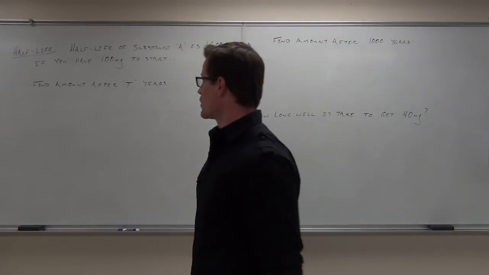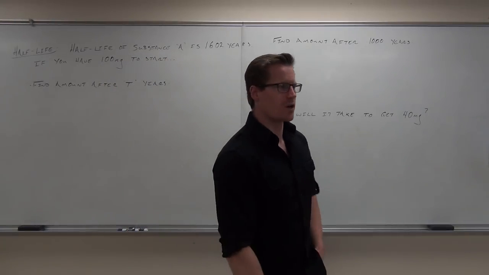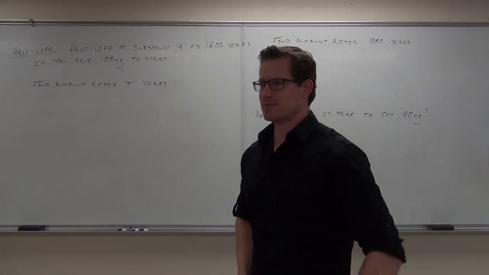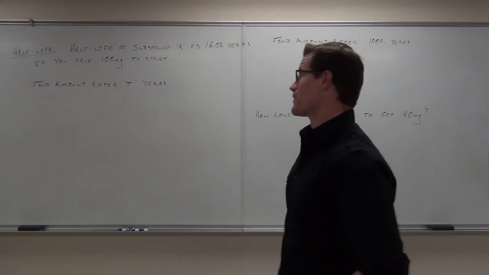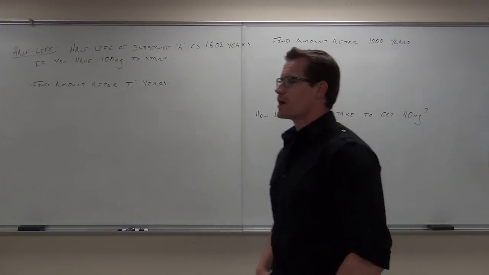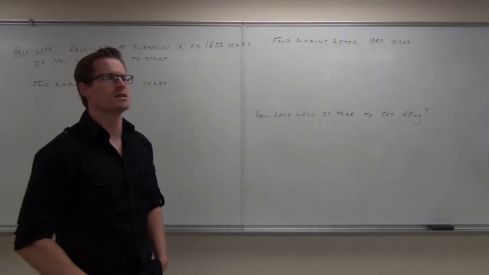Okay, let's go. So we have this problem we're working on. I've asked you to go do this on your own. Most of you didn't actually do that. Probably people on tape didn't do that either, so we're going to do it together, but very fast. So the half-life of some substance is 1,602 years. If you have 100 milligrams to start with, a couple questions. Firstly, find the amount after t years.